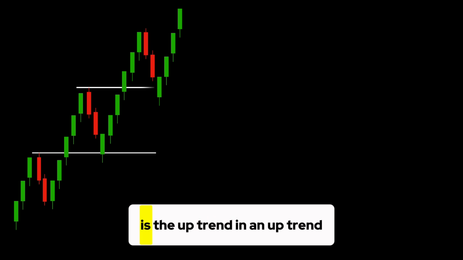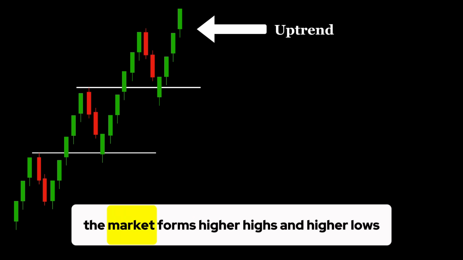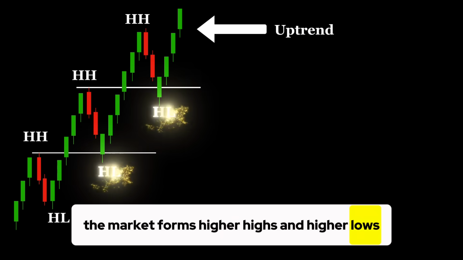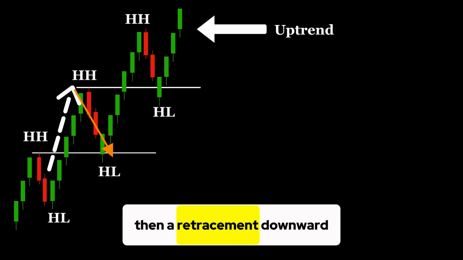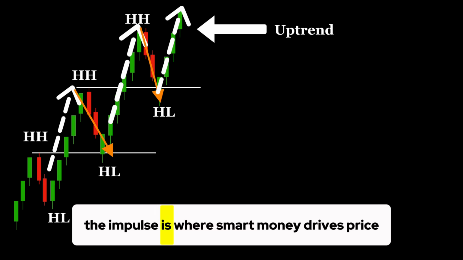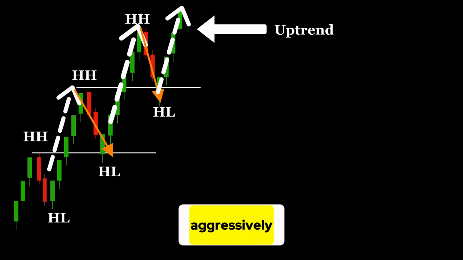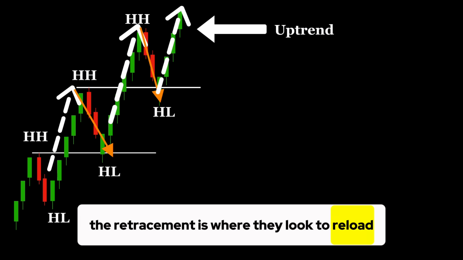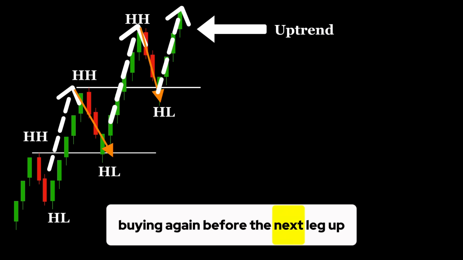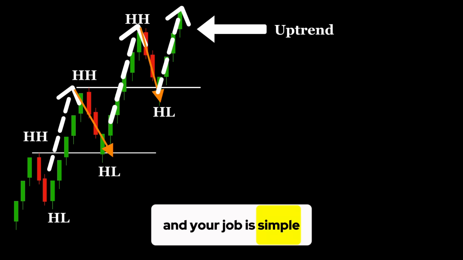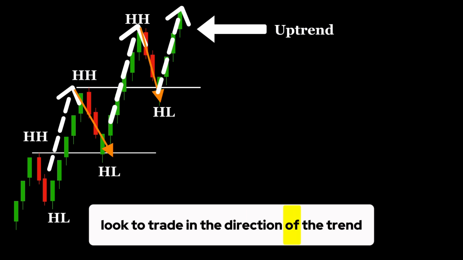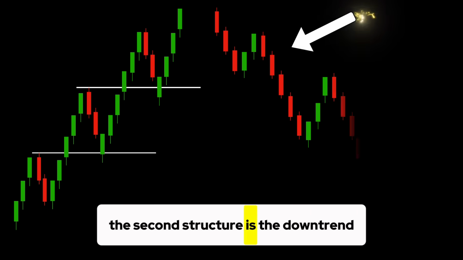The first structure is the uptrend. In an uptrend, the market forms higher highs and higher lows. It moves in waves, first with an impulsive move upward, then a retracement downward. The impulse is where smart money drives price aggressively. The retracement is where they look to reload, buying again before the next leg up. This structure tells you the market is bullish, and your job is simple: look to trade in the direction of the trend.